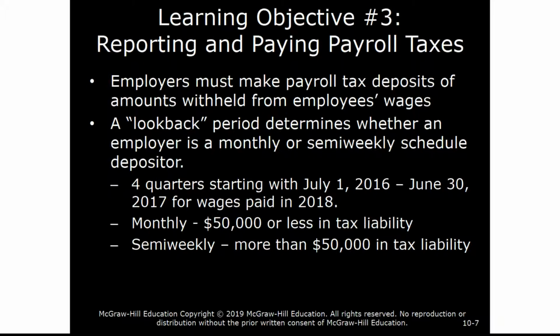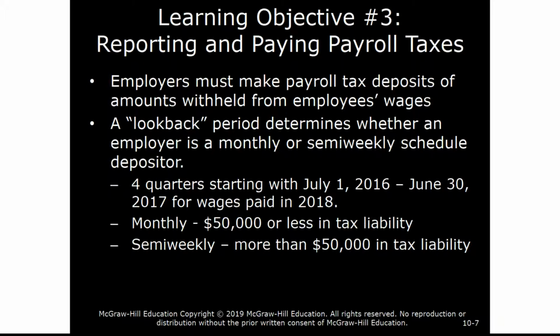So if the employer is collecting these taxes every time checks are issued, for example, and they have to match as well, then how often must the employer make payroll tax deposits to the government? And we determine this based on what we'll call a look-back period. And the look-back period for 2018 is from July 1st, 2016 to June 30th, 2017. So those are 4 quarters between July 1, 2016 and June 30th, 2017.